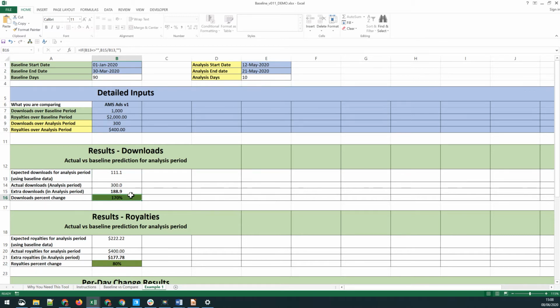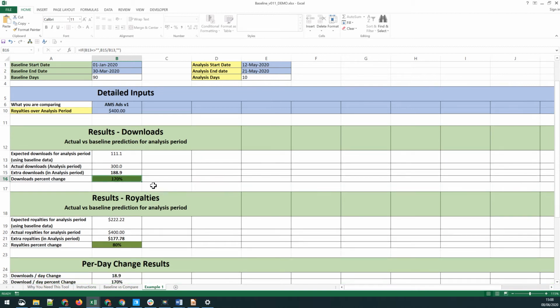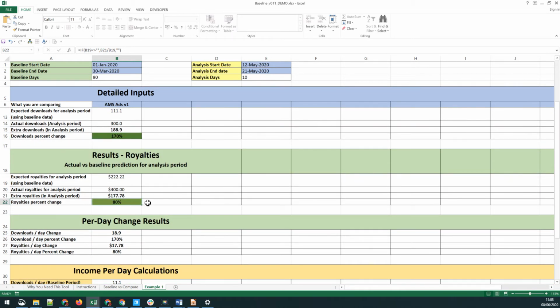So that's really good. And then if we look at the royalties, they're not quite so good if we look at the percentage here. So we were expecting $222 and we got $400. So that's still an extra 177, that's still 80% up. So that is still a very healthy chunk of change. And you might just notice that the green of this cell is slightly stronger than the green of this.